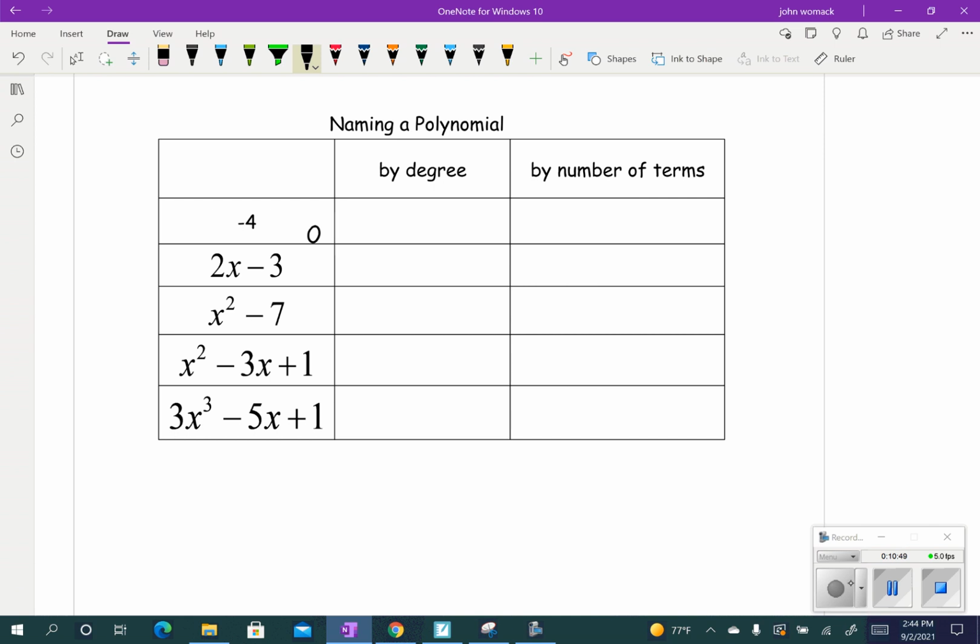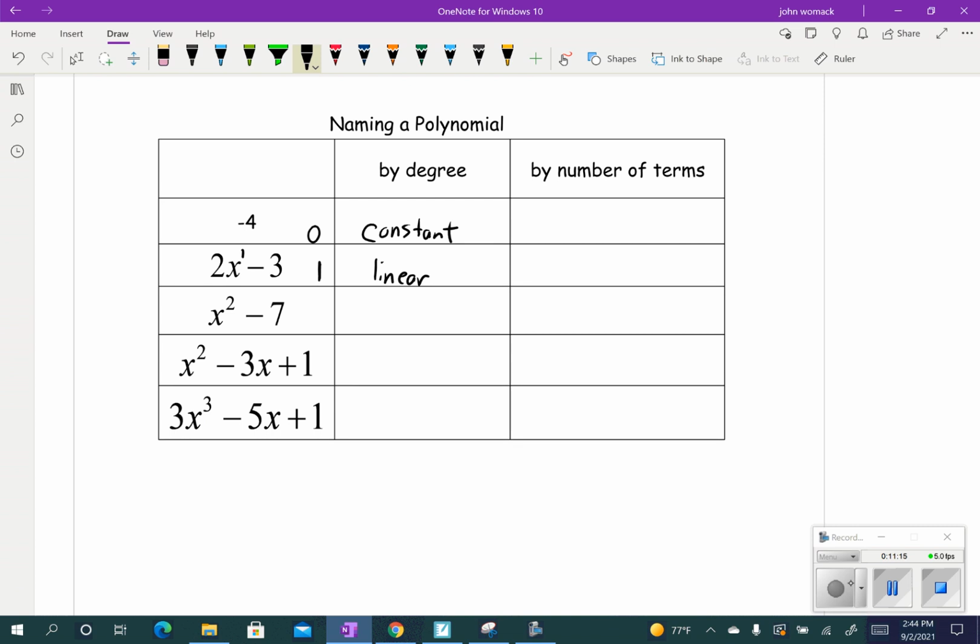I'll put the degree right there. But we have a name for that. Anything that's degree 0 we say is a constant, which should kind of make sense because there is no variable. It's just a number. It never changes. It's a constant. Okay, this term is degree 1. This is degree 0. The highest one is 1. So that 2x minus 3 is degree 1.